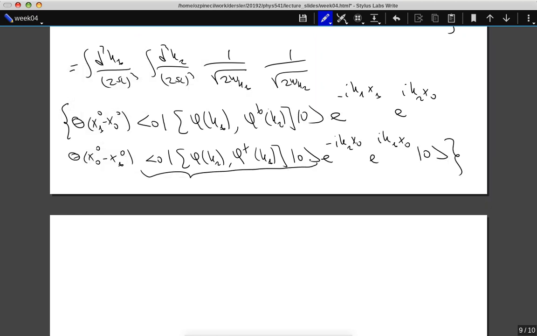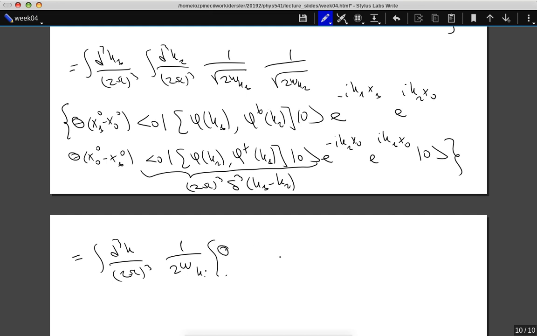Do you remember what those commutators were? 2 pi cubed delta of k1 minus k2. So basically I can evaluate, let's say, the k2 integral using those Dirac deltas, and I will be left with a single integral. Let me just call it k. 2 pi cubed, 1 over twice omega k.